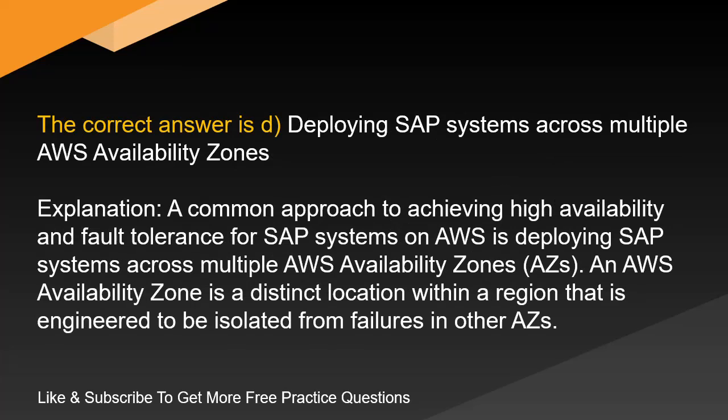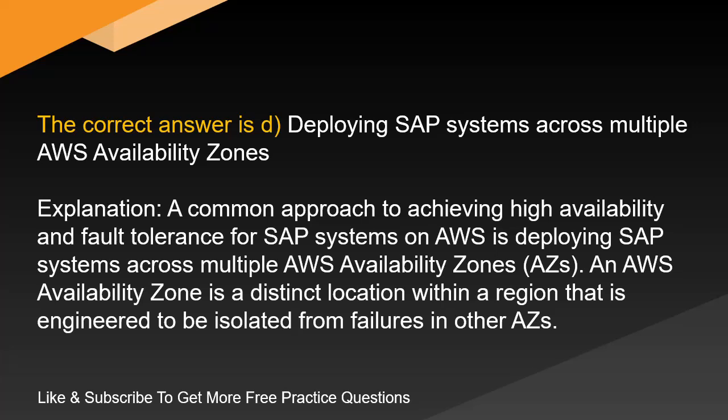The correct answer is D. Deploying SAP systems across multiple AWS availability zones. Explanation. A common approach to achieving high availability and fault tolerance for SAP systems on AWS is deploying SAP systems across multiple AWS availability zones, AZs.